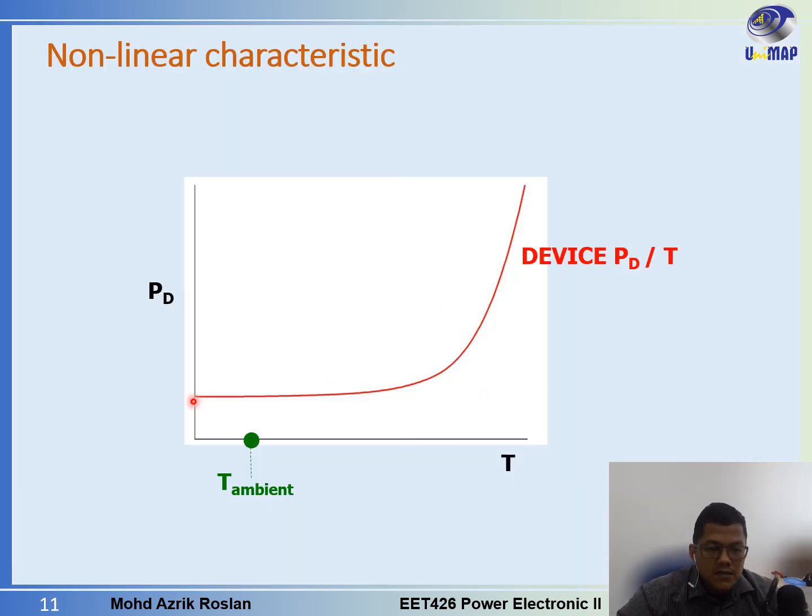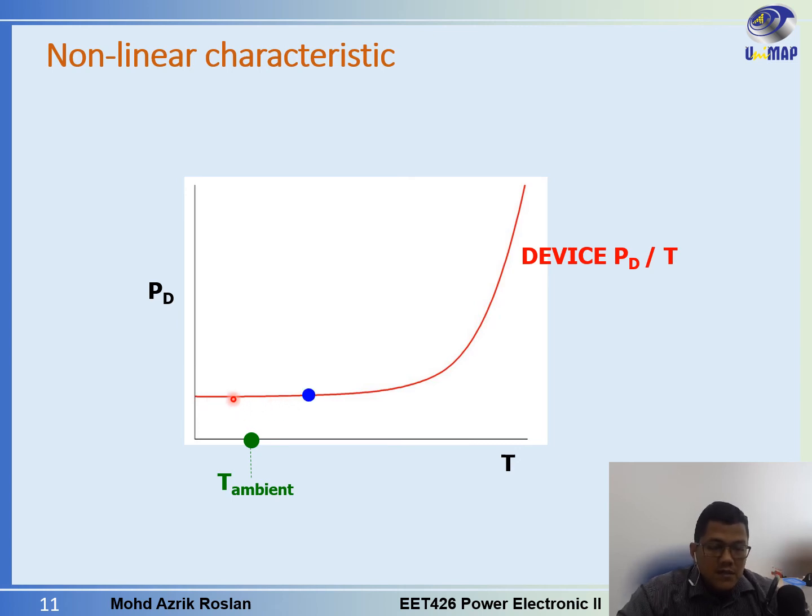Okay class, this is the typical device power dissipation versus temperature curve. Normally you will get this curve if you buy any component such as a MOSFET or a diode. You can find this curve in the datasheet of the device.